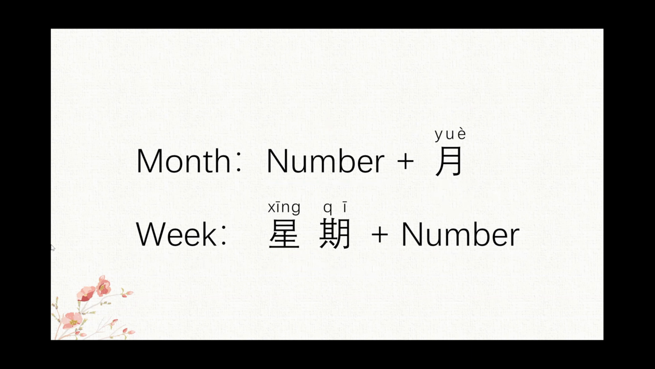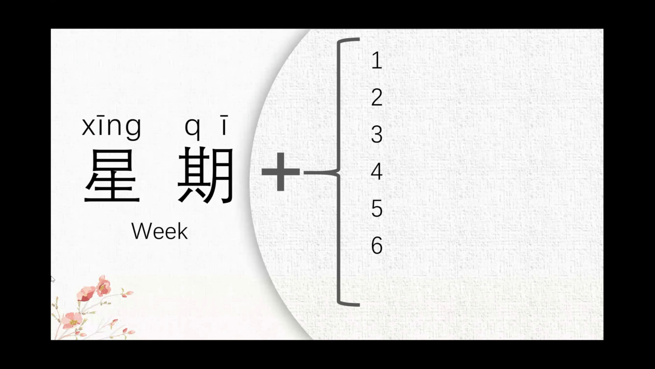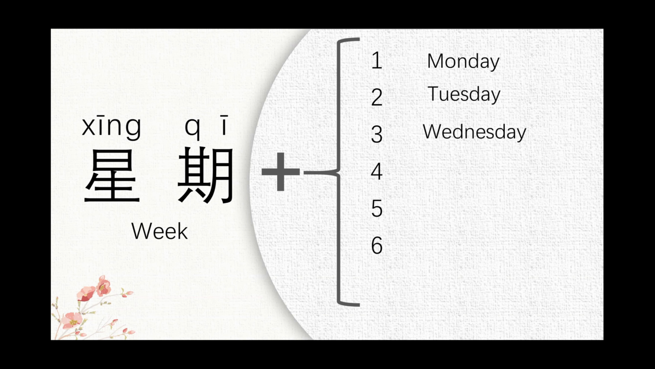And also, guys, by the way, if you put the number before 星期, what's going to happen? Let's say number 1 plus 星期, the meaning is going to be 1 week. It is not Monday anymore, okay? All right, so now let's carry on. So 星期 plus number, 星期一 Monday, 星期二 Tuesday, 星期三 Wednesday, 星期四 Thursday, 星期五 Friday, 星期六 Saturday.